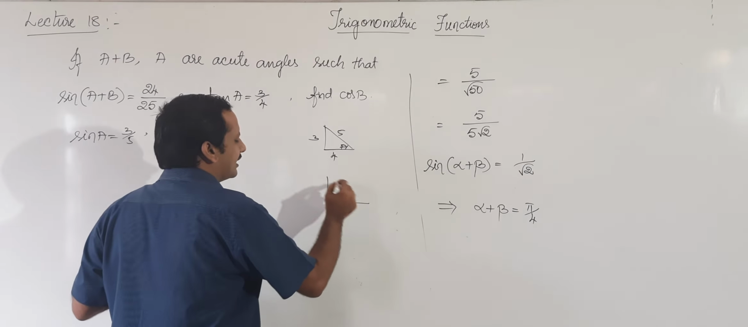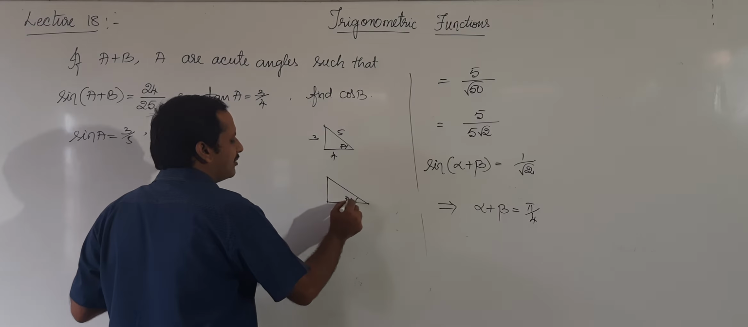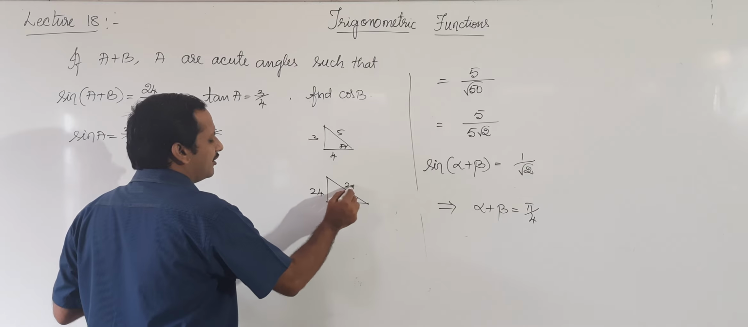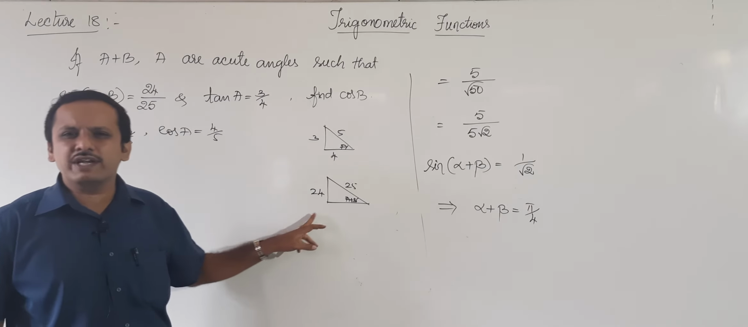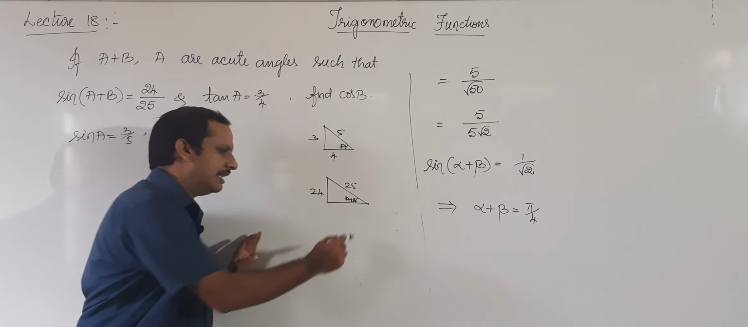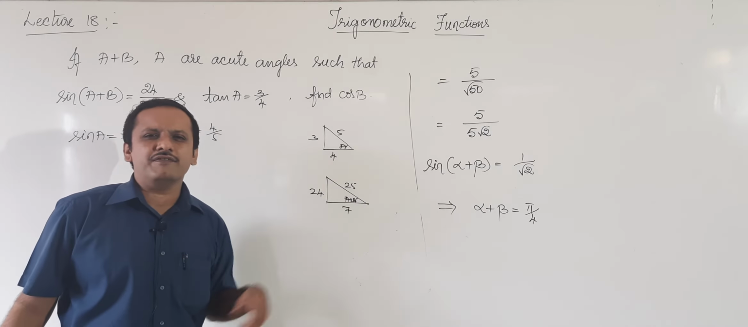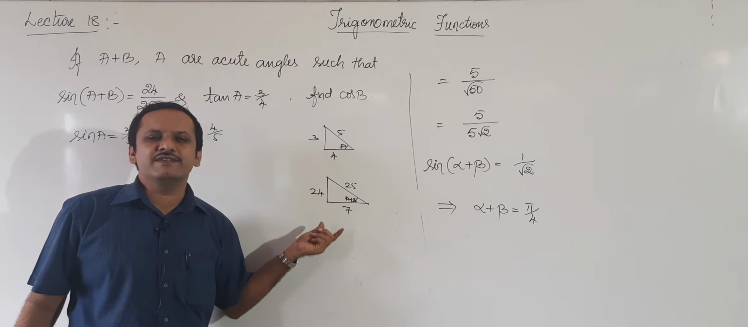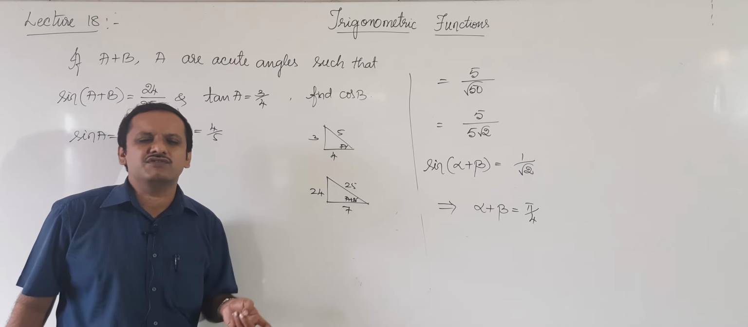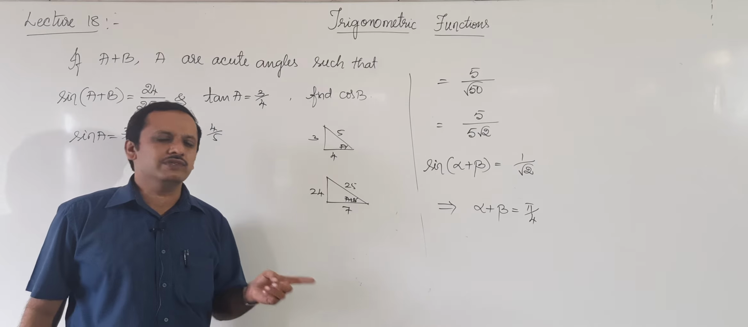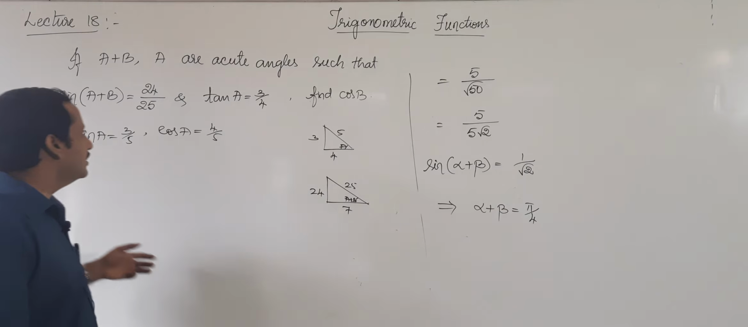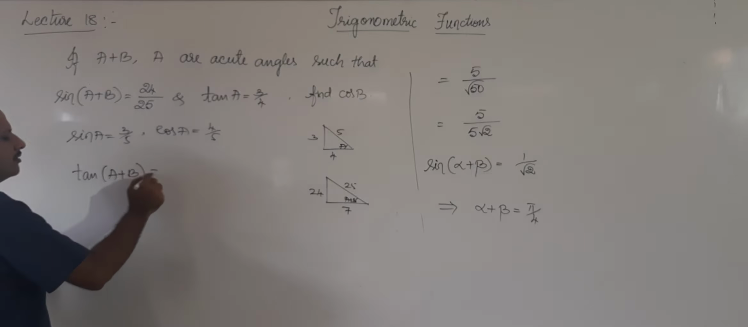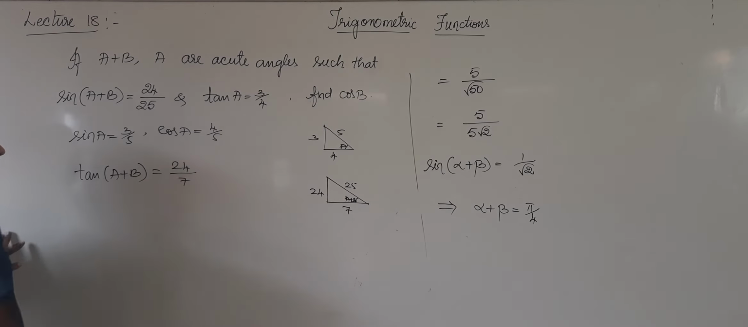Consider another right angle triangle. Let this angle be a plus b. Sin(a plus b) is defined as 24 by 25. So if this is 24, this is 25, what about this? That will be 7. 7, 24 and 25, Pythagorean triplets. 25 square is 625, 24 square is 576. 625 minus 576 will give us 49, which is the square of 7. So tan(a plus b) is equal to 24 by 7.